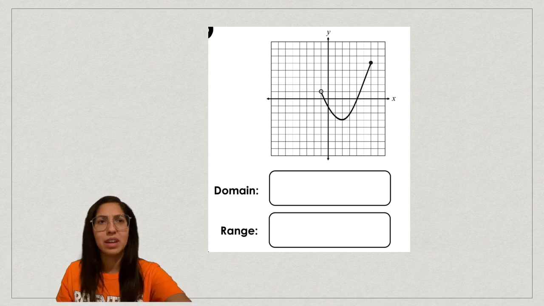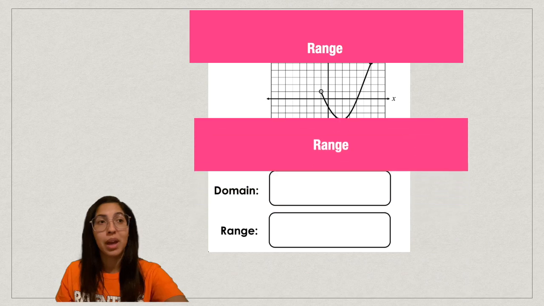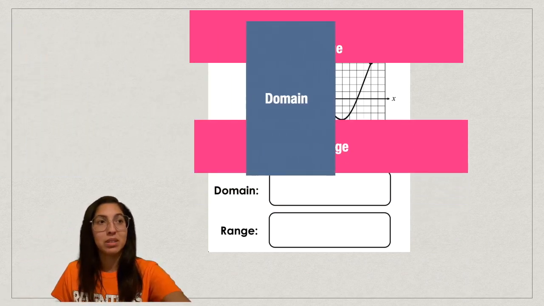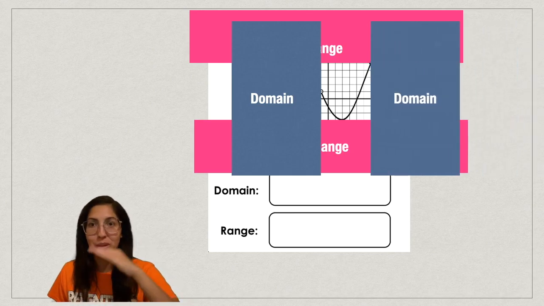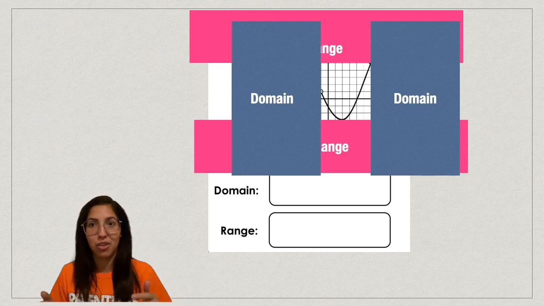So here we go. Let's look at a graph that has an open circle and a closed circle for the ends. Again, our range is from the top and the bottom, so we've already boxed in the top and bottom. Now we want to box in the sides, left to right. Notice for my range, I didn't go to the point, I went to the curve, so the lowest part of the graph.